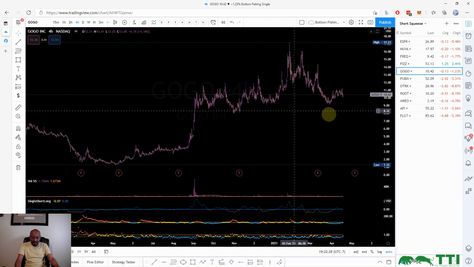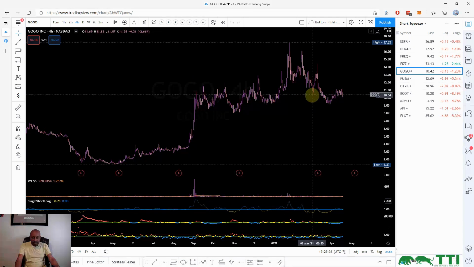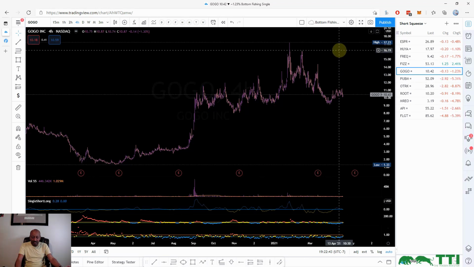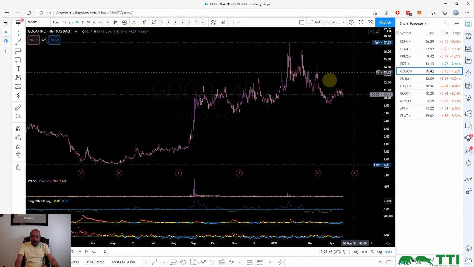So something like this, it's been consolidating, and there's more consolidation within consolidation. Like the bigger consolidation has a smaller consolidation. So when I see a break of structure, I will start to target the 16 areas, somewhere from the 12s, based on a break of structure.